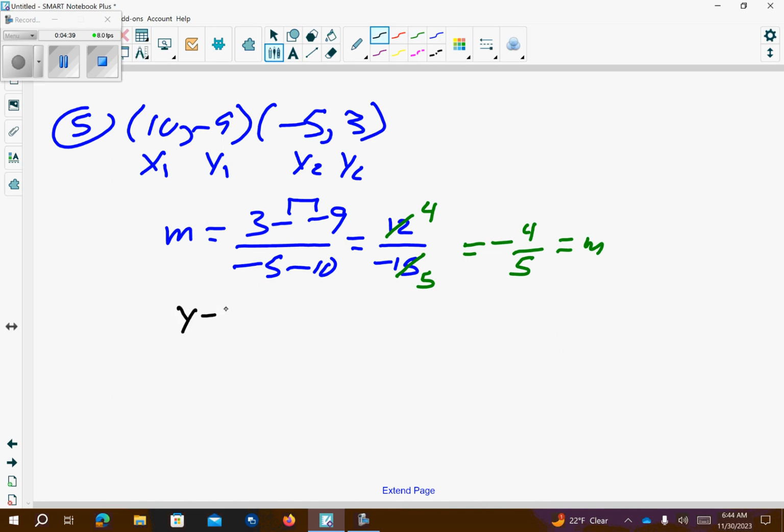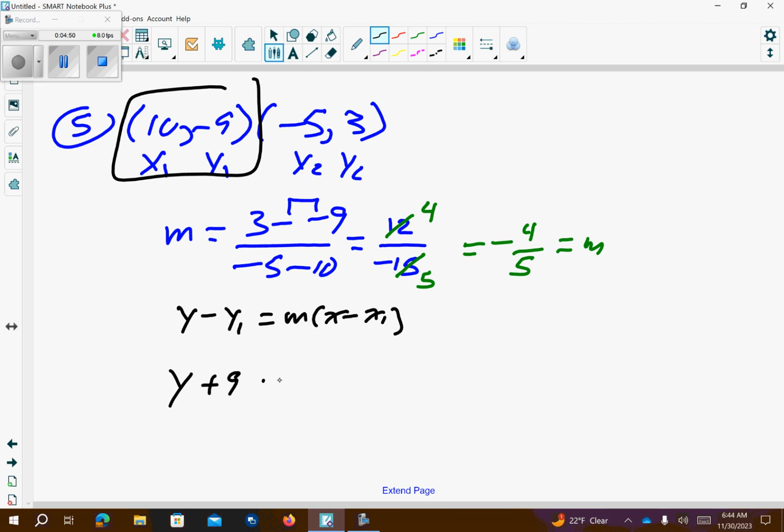Now I'm going to plug into point slope. So I'm going to pick this point to use. I have a negative 9 for the y, so it's not going to be positive 9. My slope is negative 4/5. It's a positive 10, that'll be a negative 10.